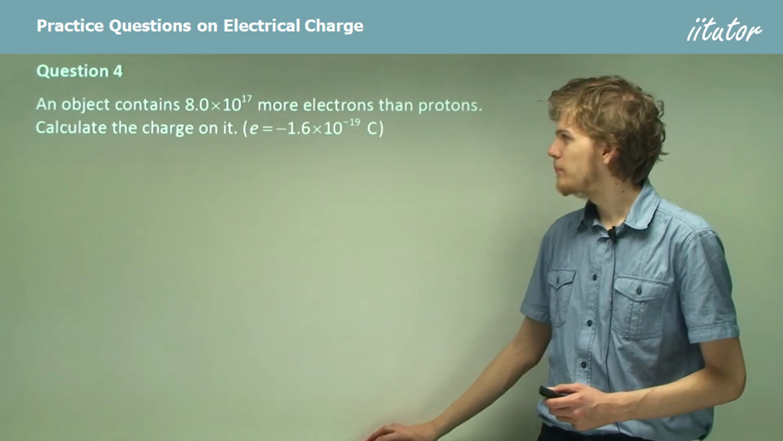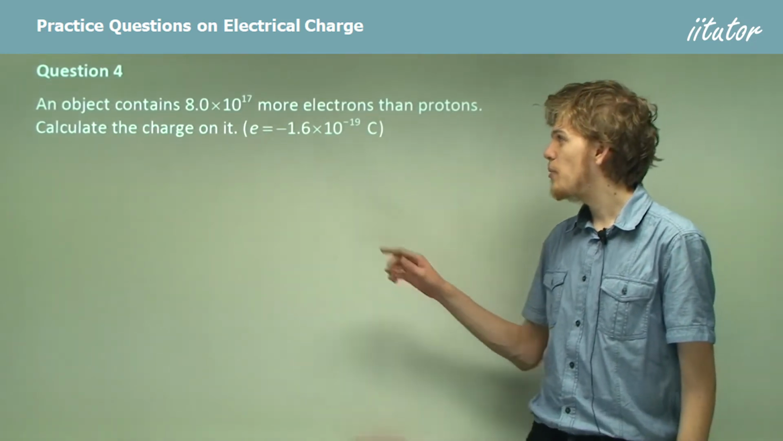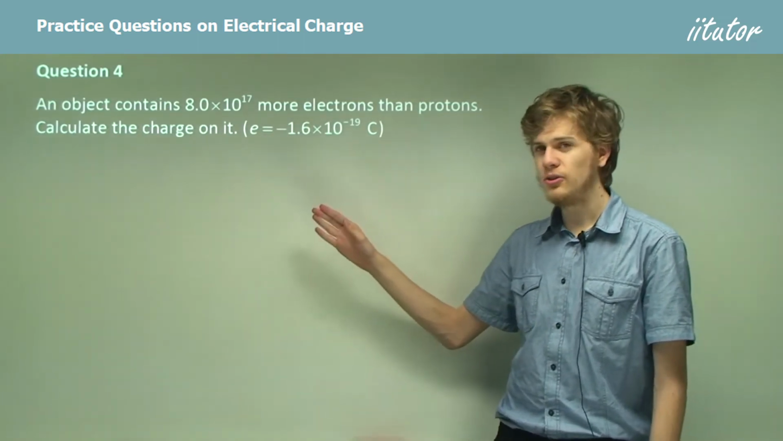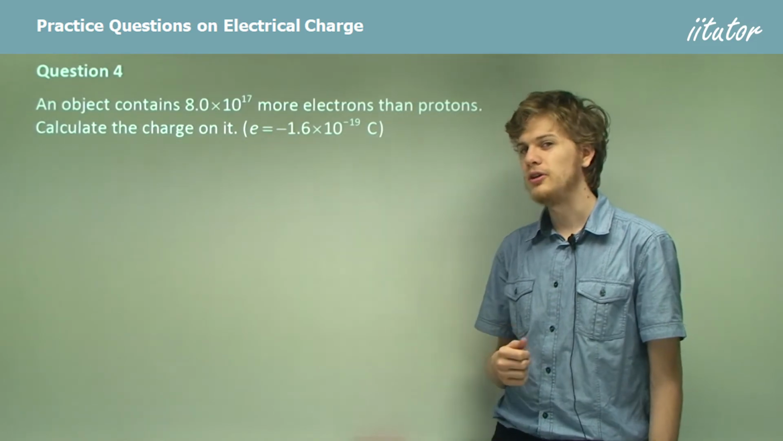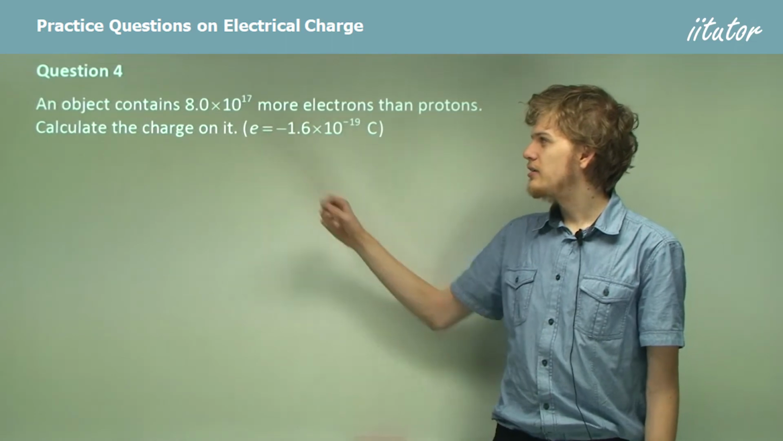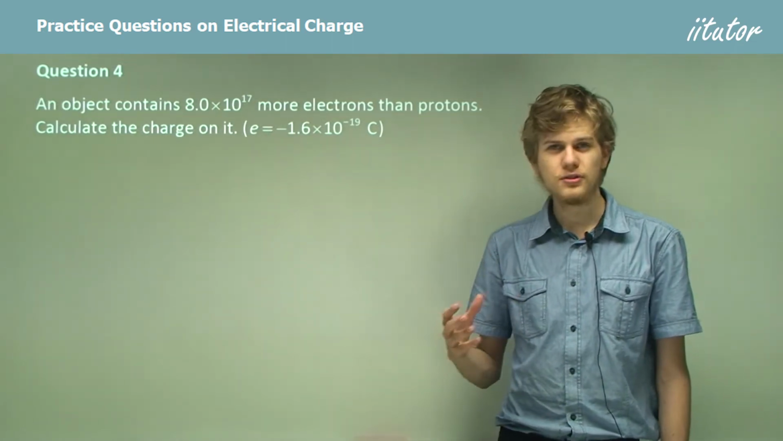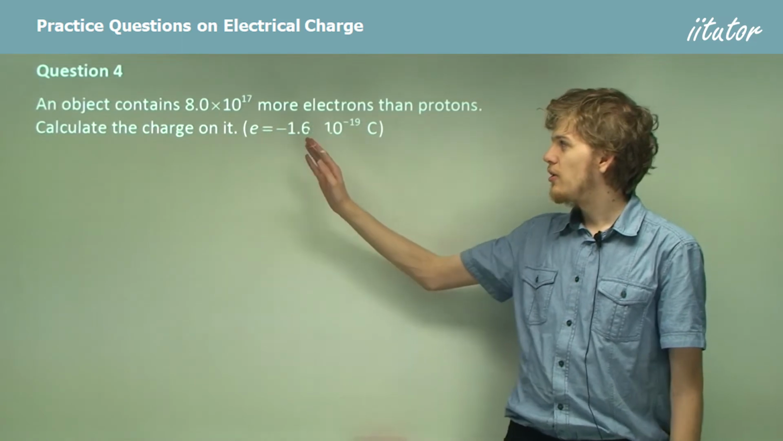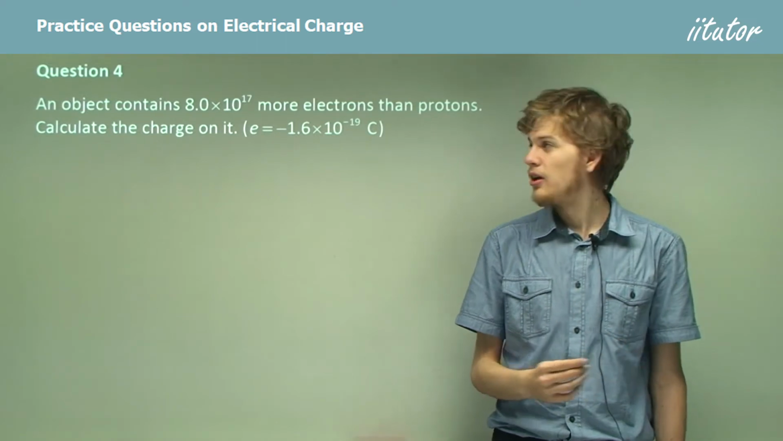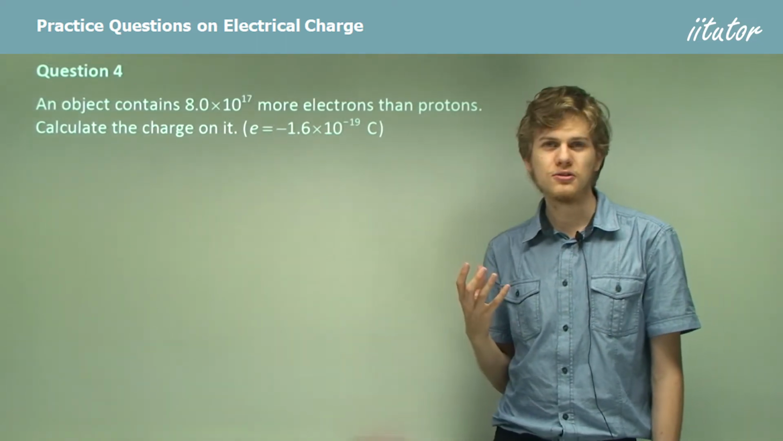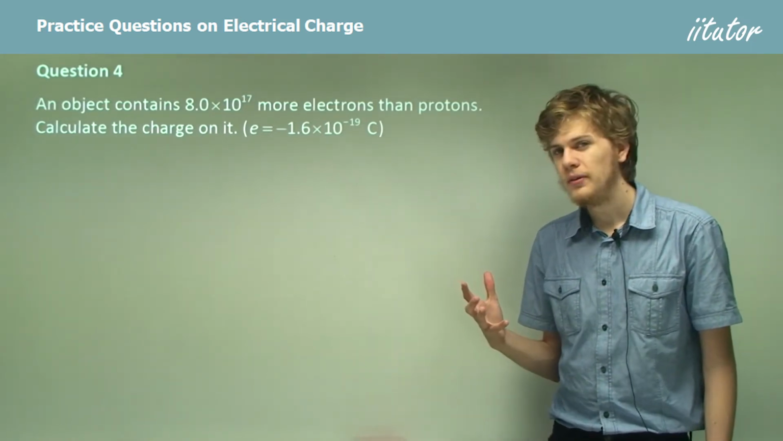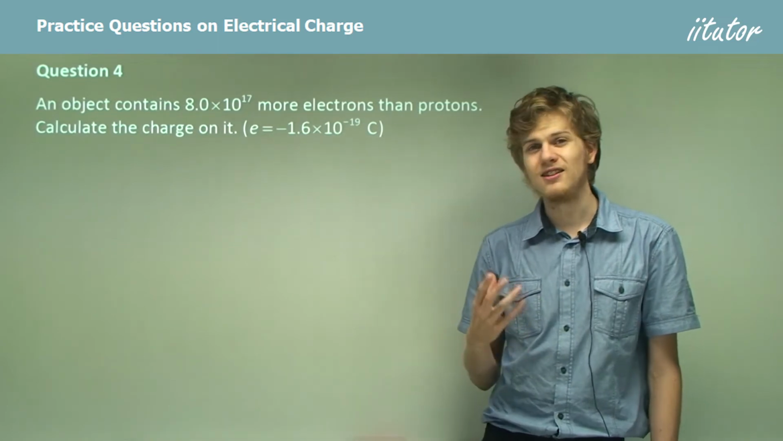Question 4. An object contains 8 times 10 to the power 17 more electrons than protons. Calculate the charge on it. And here we have the fundamental charge, or the charge on an electron. Now, if the object contains 8 times 10 to the 17 more electrons than protons, that means that there are only 8 times 10 to the 17 electrons that aren't cancelled out by protons. We can ignore the rest of the electrons. They won't make a difference to our answer. So, all we need to do is figure out the total charge on these excess electrons.